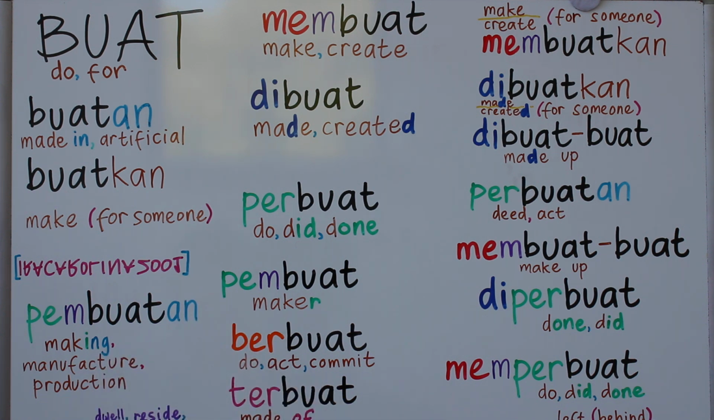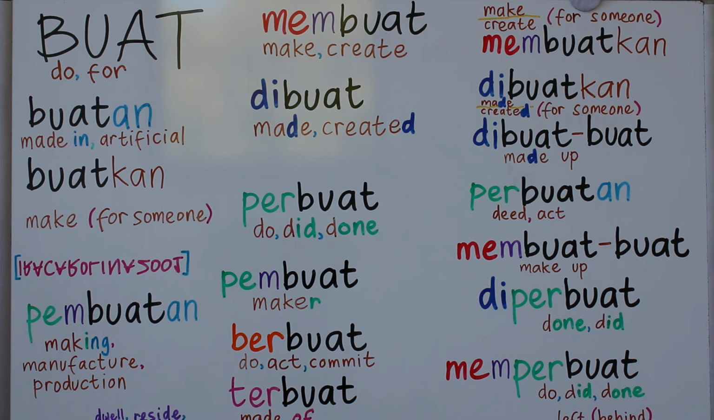If you use the suffix kan, buatkan, is make for someone. You're making something, or someone is making something for someone else. Buatkan.